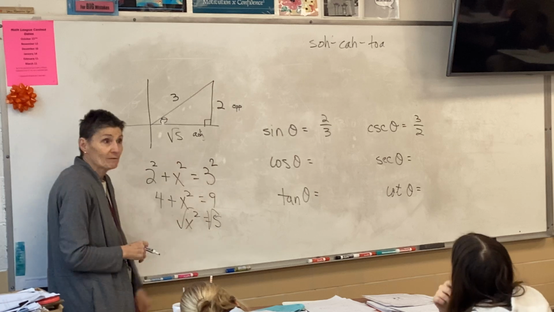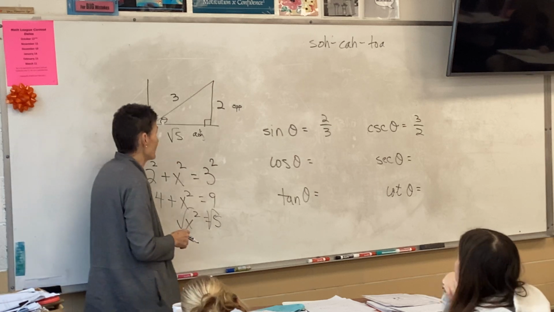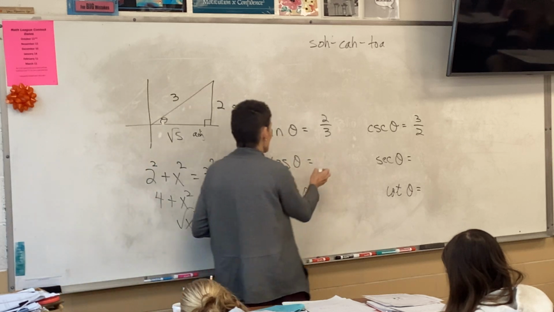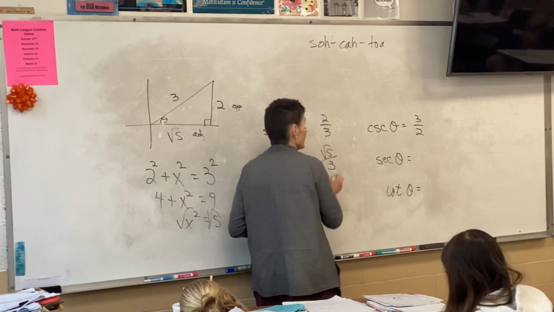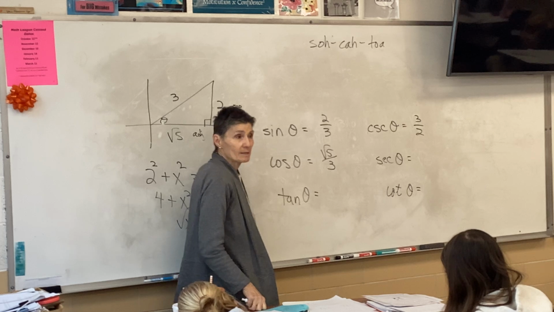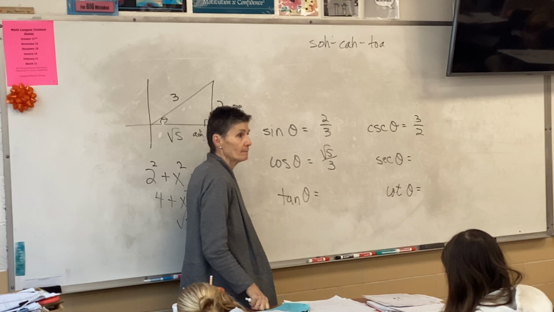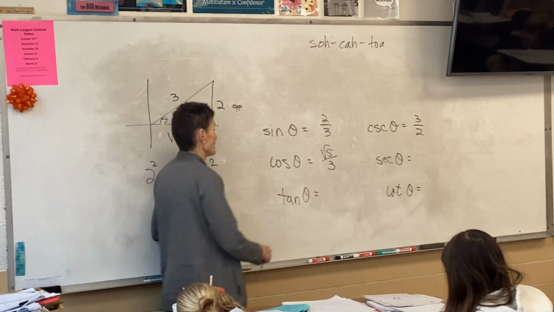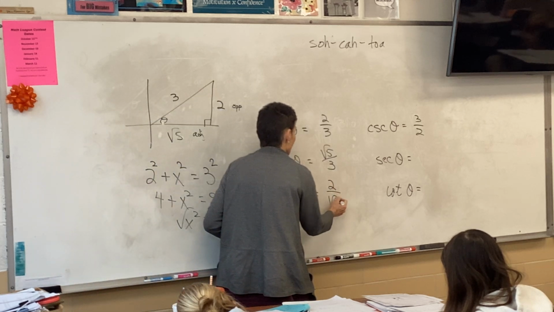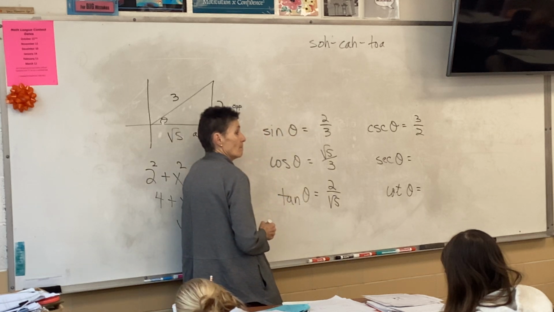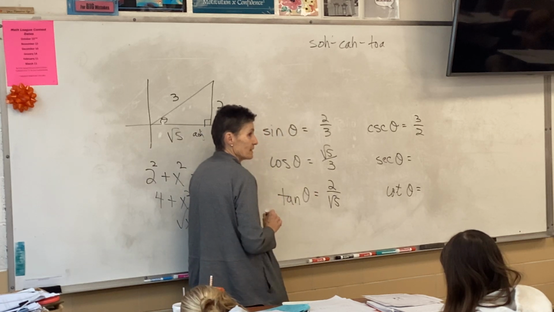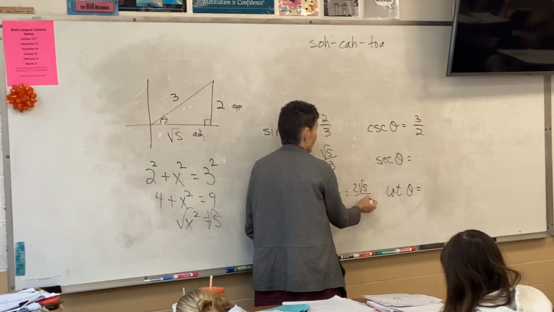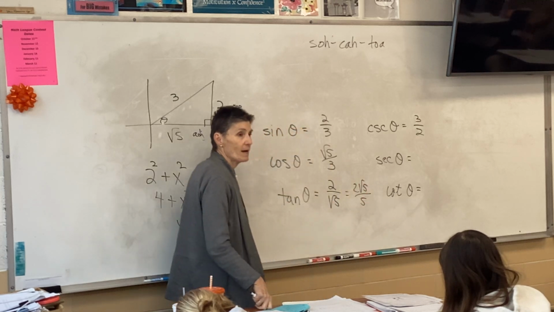All right, now we can fill them in. It's just like what we've been doing. Cosine is root 5 over 3, adjacent over hypotenuse. Stop me if I say something that's either wrong or you don't understand. And then tangent is opposite over adjacent, 2 over root 5. Now I know I'm gonna have to fix that one. I can fix it now, or I can fix it later. As long as I fix it, it doesn't matter.